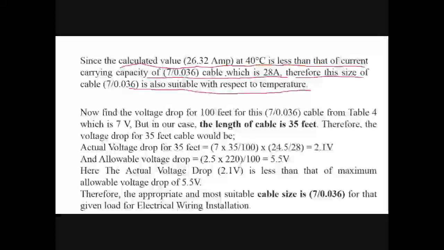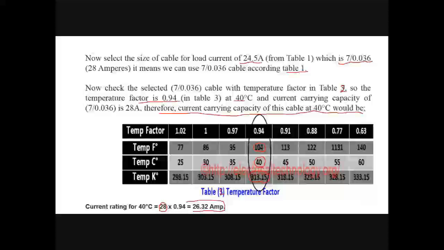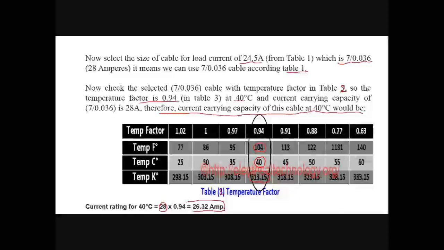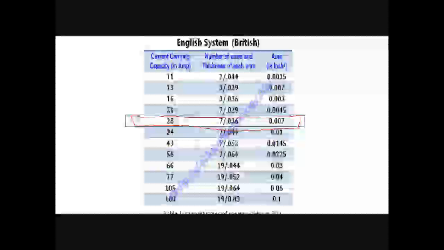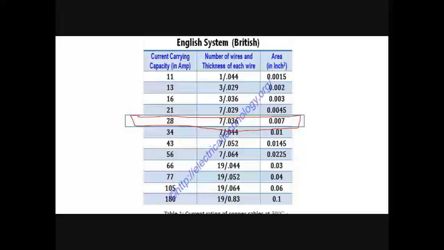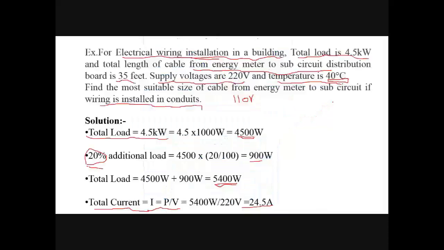Now, what changes have I made? I have just used this particular factor of 0.94. If we take 28, which is the maximum current limit, and find it for 0.94, it comes to 26.32. This 26.32 is not available in the table again, so we have to use the upper limit. So there is no change in this value at 40 degrees Celsius, and we can choose this particular value.